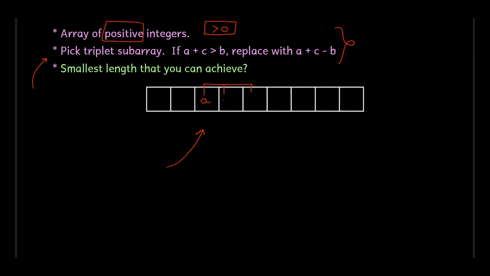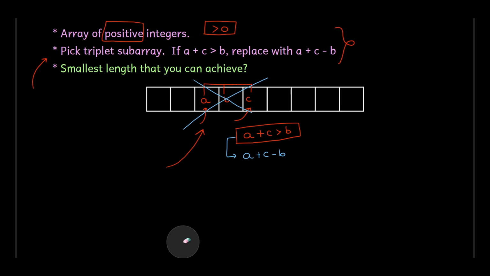and suppose the values of the triplet are a, b and c. This is the first element of the triplet and this is the last element of the triplet. Then you check whether this condition is satisfied, that is, the first and last element of the triplet should be strictly greater than the middle element, and if this is indeed satisfied, then you can delete all three elements of the triplet and replace it with a single element whose value would be a plus c minus b.